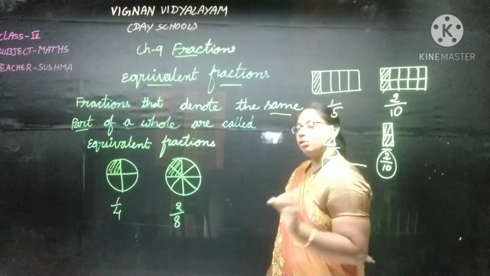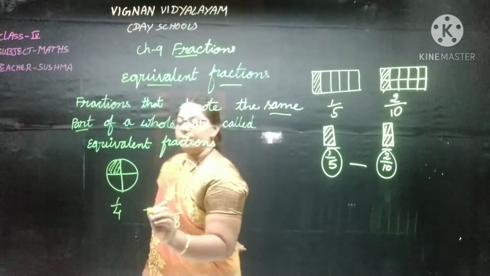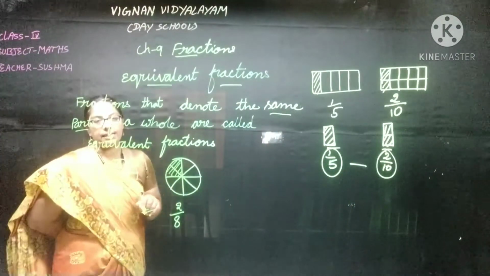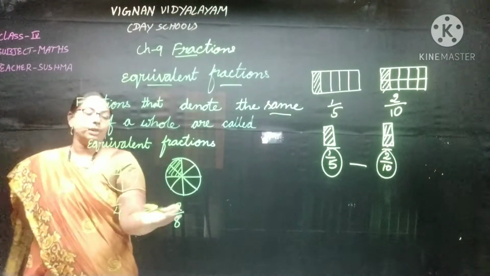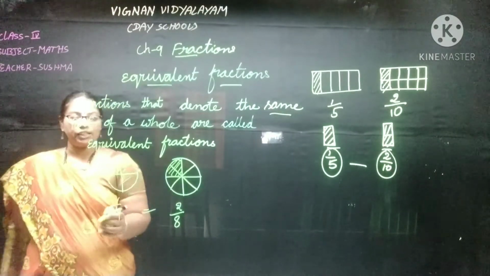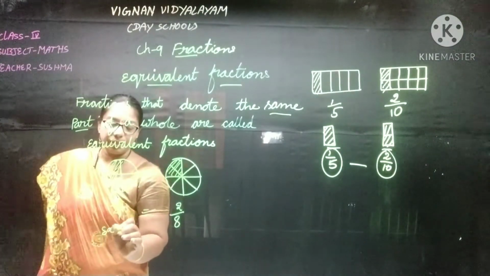These are called equivalent fractions. So here 1 by 4 and 2 by 8 are equivalent fractions. Let us see a few examples.